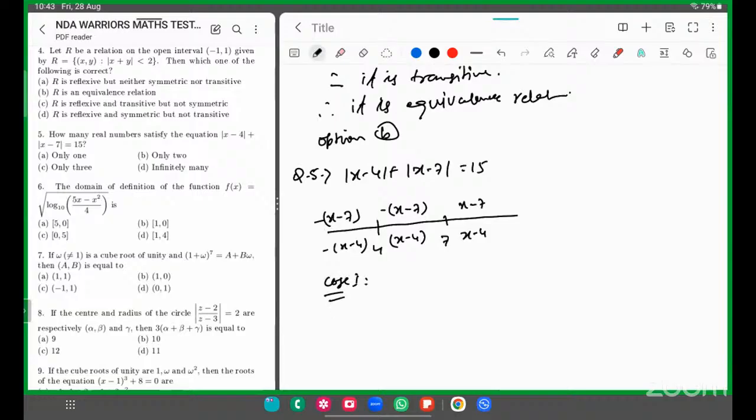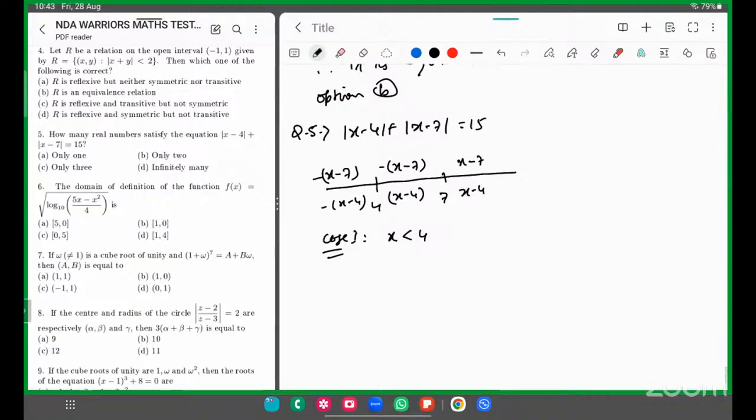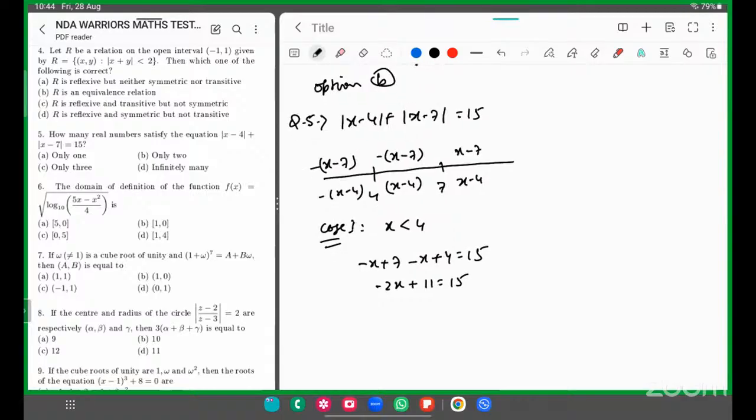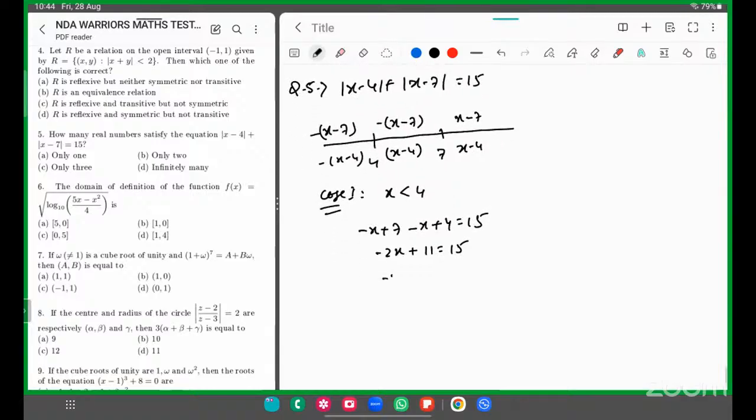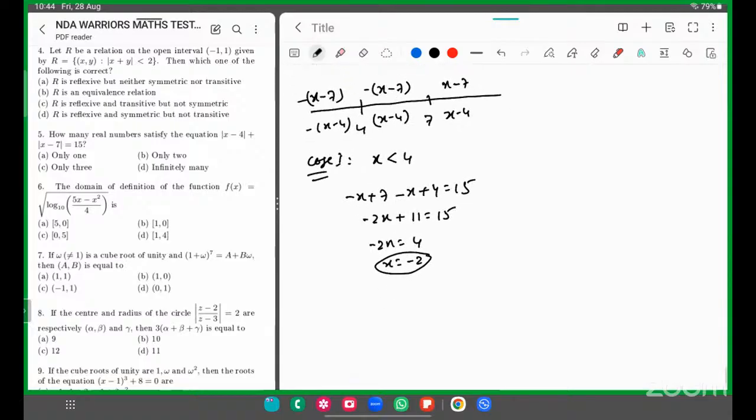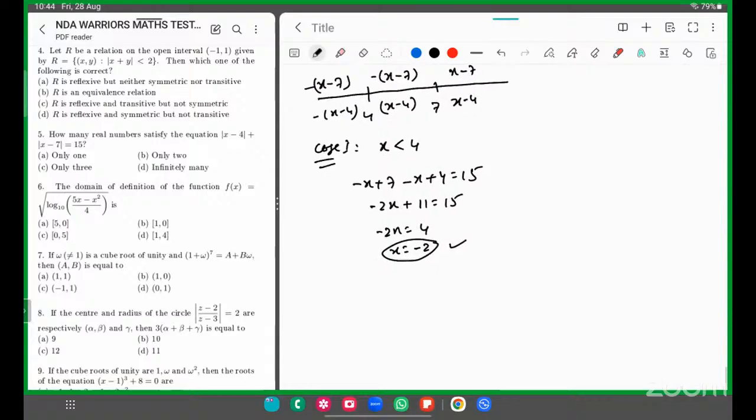Case 1, when x is less than 4, we are going to get minus x plus 7, then minus x plus 4 equal to 15. Is it true? Minus x minus x is minus 2x, and 7 plus 4 is 11, equal to 15. So minus 2x equal to 4, x is equal to minus 2. Less than 4, minus 2, yes, it is one of the solutions.